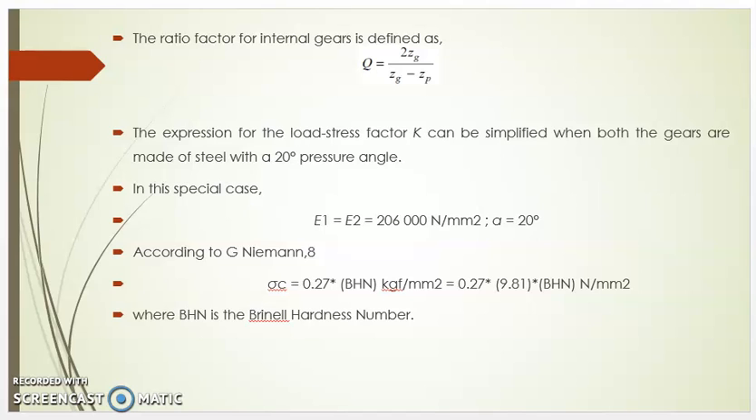The expression for the load stress factor K can be simplified when both the gears are made of steel material with a 20-degree pressure angle. In this special case, E1 is equal to E2 is equal to 2.06 into 10 raised to 5 Newton per mm square, and alpha is equal to 20 degree. According to G. Neyman, sigma c is equal to 0.27 into Bhn kgf per m square, which is converted into Newton per m square, that is equal to 0.27 into 9.81 into Bhn. This value is in Newton per m square, where Bhn is the Brinell hardness number.